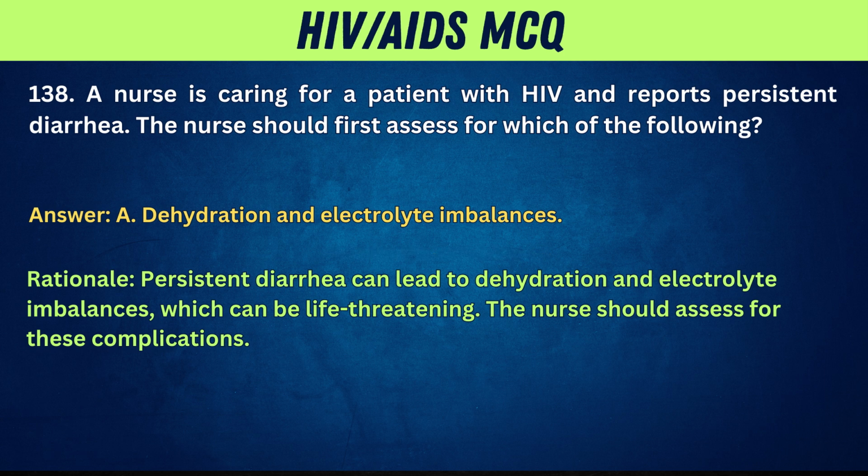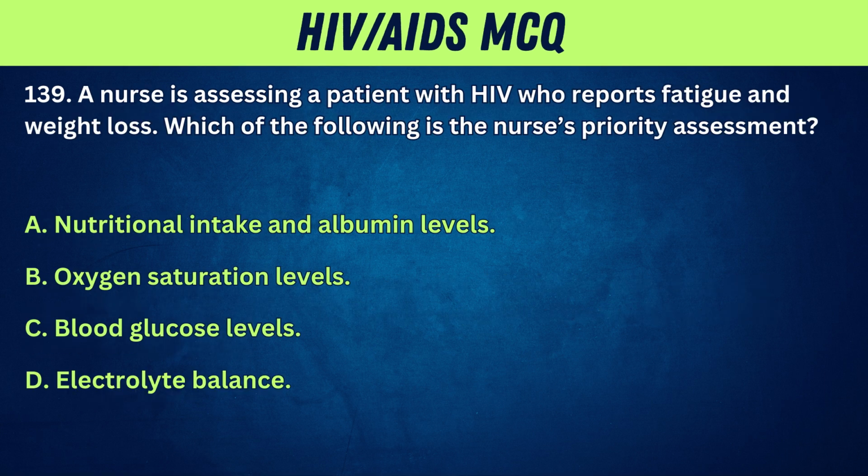Rationale: Persistent diarrhea can lead to dehydration and electrolyte imbalances, which can be life-threatening. The nurse should assess for these complications. 139. A nurse is assessing a patient with HIV who reports fatigue and weight loss. Which of the following is the nurse's priority assessment?